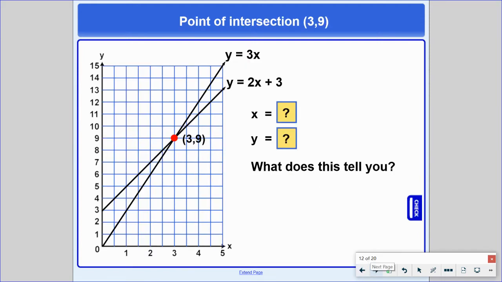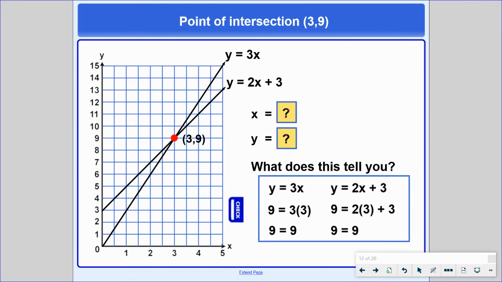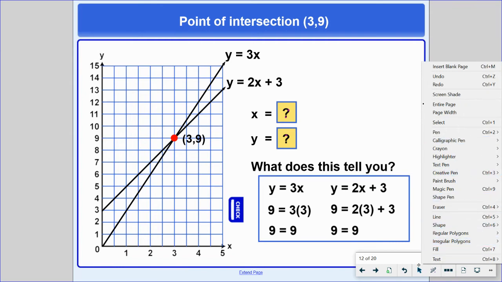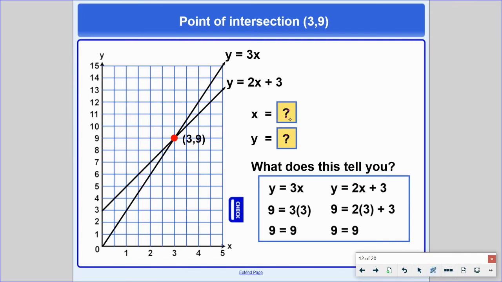So what does that mean? Well, if we were to check both equations, y equals 3 times some number x, y equals 2x plus 3, if we were to substitute in the coordinates, so anywhere you see an x, substitute in 3. Anywhere you see a y, substitute in 9.